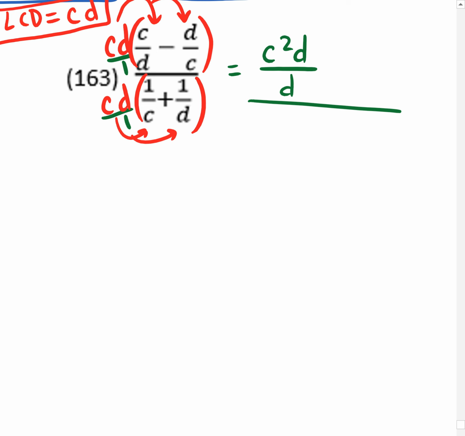And then for the second term, you're multiplying CD over 1 times negative, okay, so it's going to be a negative, D over C. The numerator is CD times D, that's CD squared, over 1 times C is C. And then in the denominator, we have first CD over 1 times 1 over C. That'll make CD over C plus. The second term, I'm multiplying CD over 1 times 1 over D. That'll be CD over D.